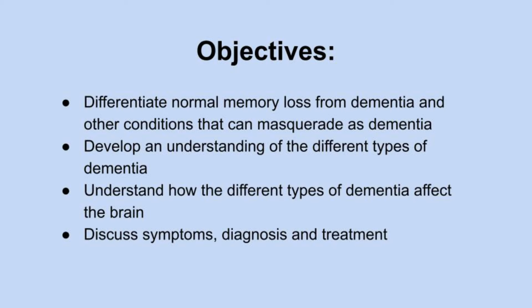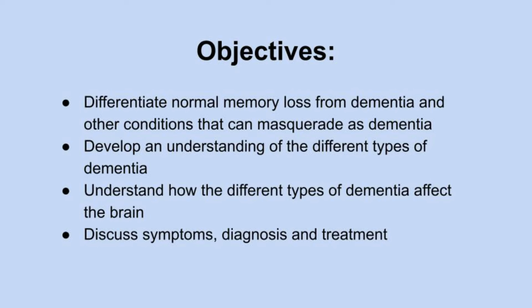Today our teaching is about dementia. The objectives of this teaching are to differentiate normal memory loss from dementia and other conditions that can masquerade as dementia. It's also important to understand how the different types of dementia affect the brain and to discuss symptoms, diagnosis, and treatment.